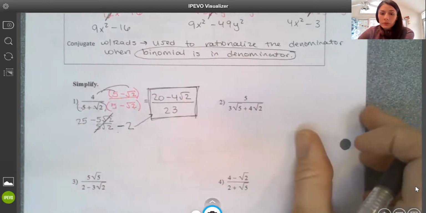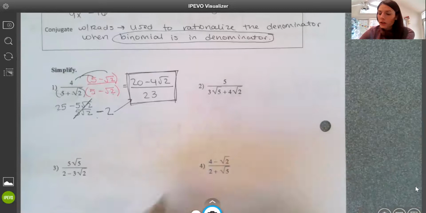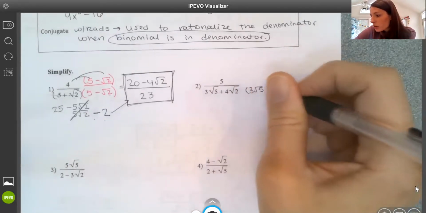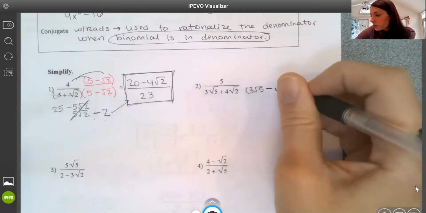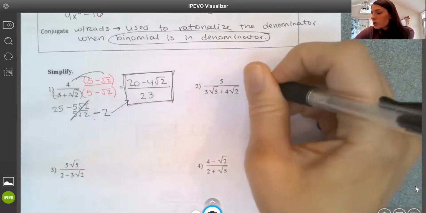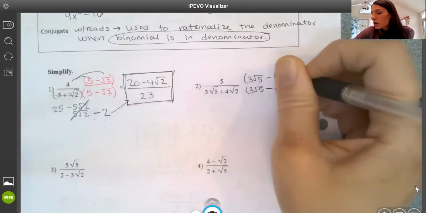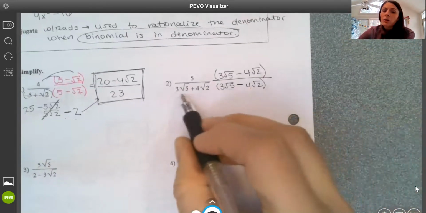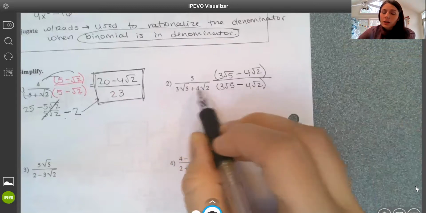So let's look at another one. Okay, here we have 2 different rads. It's okay. To get rid of them, we multiply by the conjugate, which just means we're flipping our sign. We just need to remember that whatever I multiply the denominator by, I have to multiply the numerator by. Okay, so I'm multiplying top and bottom by 3 rad 5, subtract 4 rad 2.